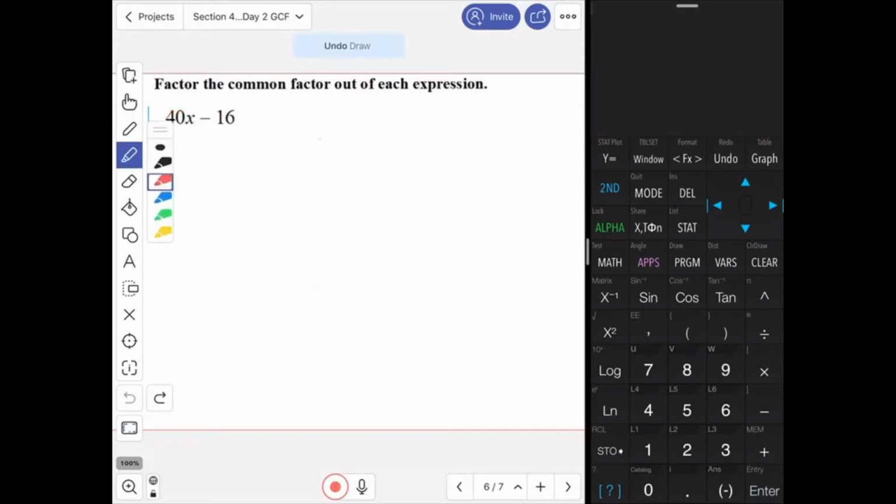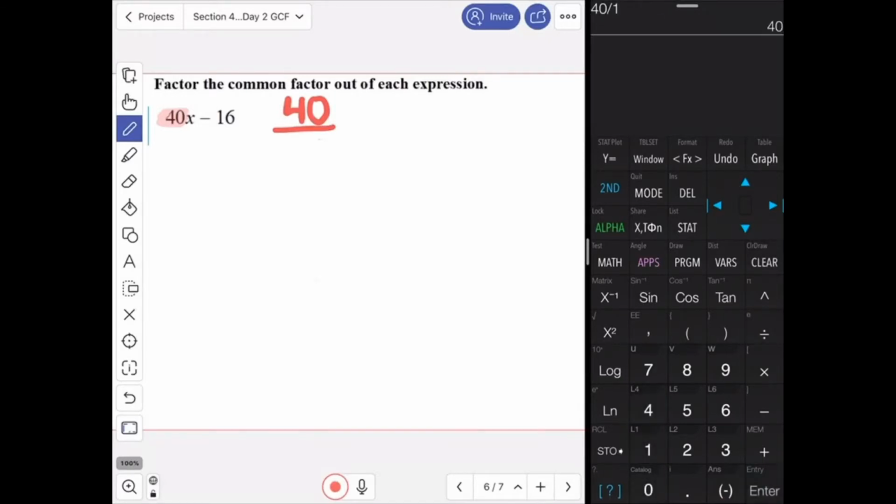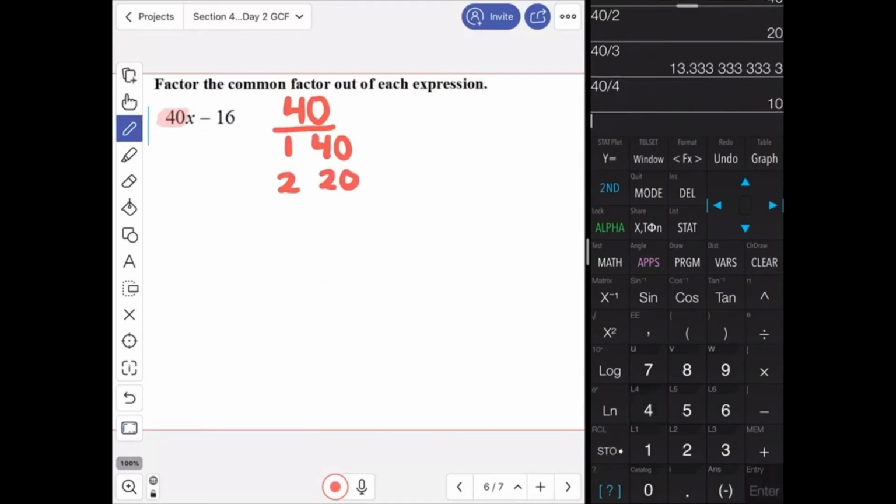So if I first have 40, and I want to list all my common factors of 40, I'm going to start with 1. So 40 divided by 1 is 40. So I could have 1 and 40. 40 divided by 2 is 20. So I have 2 and 20. 40 divided by 3 is a decimal, so it's not included. 40 divided by 4 is 10.